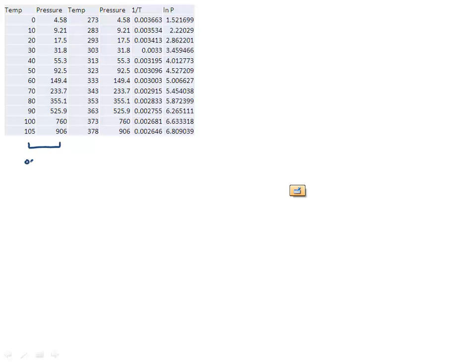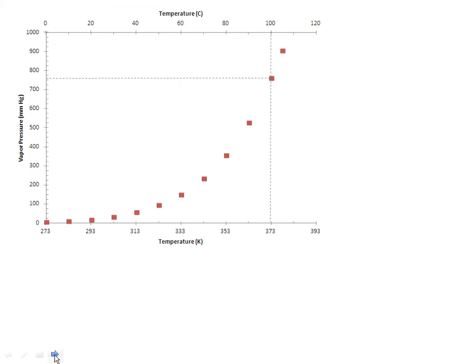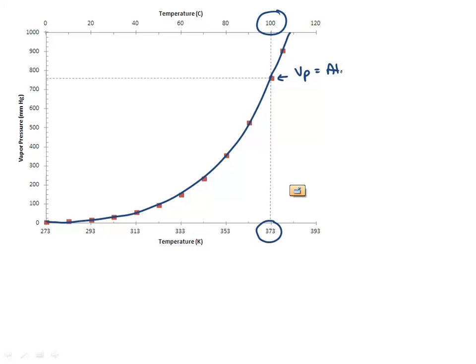This is degrees Celsius versus the vapor pressure. Then I also did it in Kelvin versus the pressure. And then there's 1 over temperature, and then there's the natural log of my pressure. If I take a look at it, I get my normal evaporation curve. If we connect all the dots together, notice that at 100 degrees Celsius up here, or essentially 373 Kelvin, that vapor pressure is equal to the atmospheric pressure.